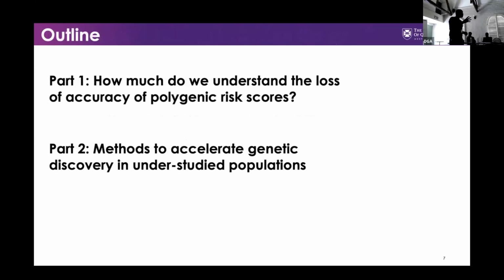So my presentation will have 2 main parts. In the first one, I'll try to share with you some of our understanding of that phenomenon of loss of prediction accuracy from a somewhat theoretical point of view, but I will also show some empirical analysis. This relates to papers we published a couple of years ago. In the second part, I will focus on some analytical tools, or some ways we can think about analyzing data from underrepresented populations to yield as much power as possible.